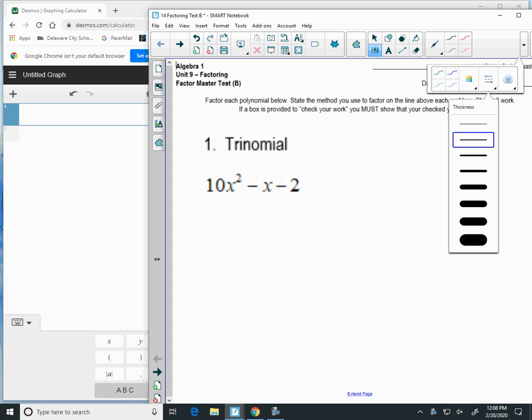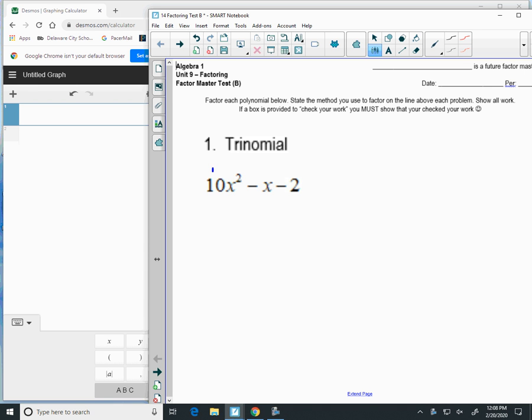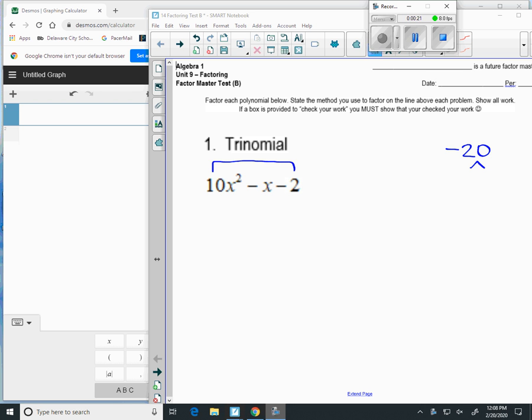So this is a trinomial. The way we factor our trinomials is we do a times b. A times b is the key. So I'm going to do 10 times -2, and that's -20. And I'm going to factor tree that. You can absolutely do that factor tree by hand or in the calculator. So I like to start out here.